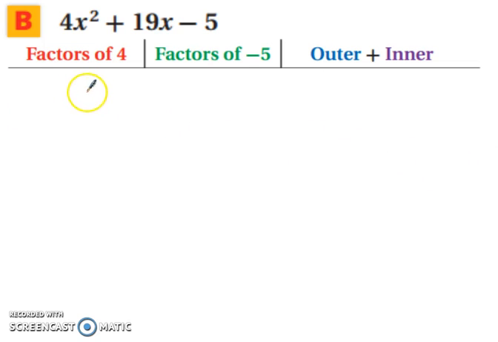So we want factors of 4 and factors of negative 5, but when you add the outside plus the inside, you want that to equal 19. So factors of 4, why don't we go with 1 and 4, and then we can try negative 1 and 5. So our outside will give us 5 plus negative 4, which will give us 1. Not what we want. So let's try another one.